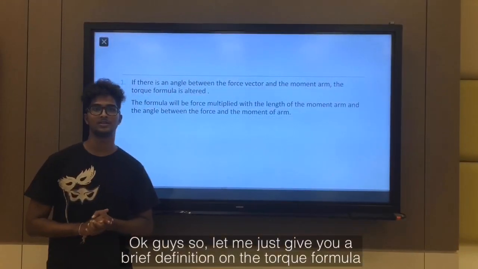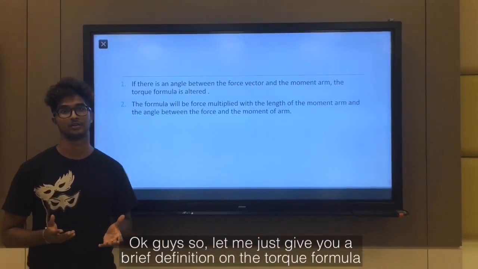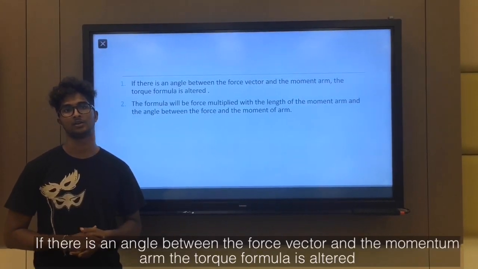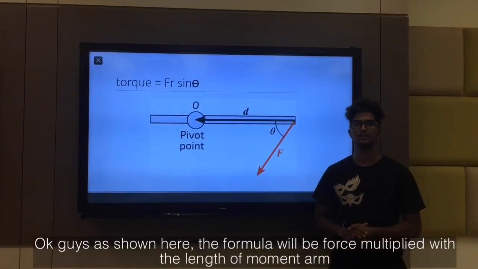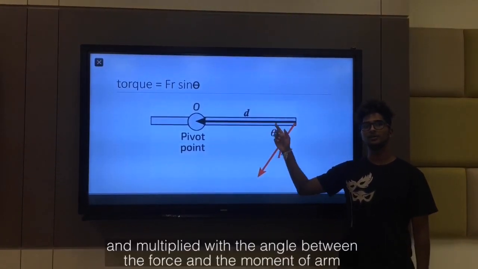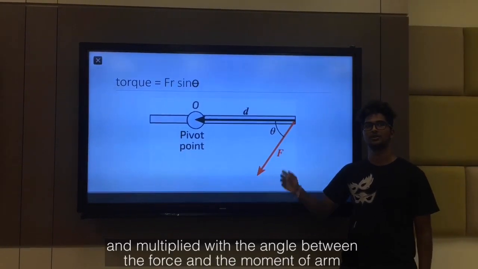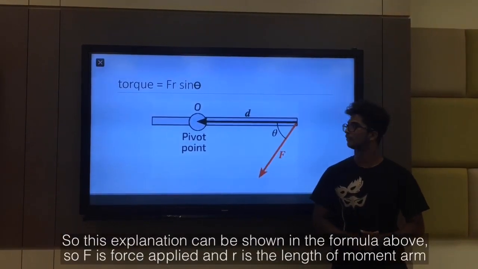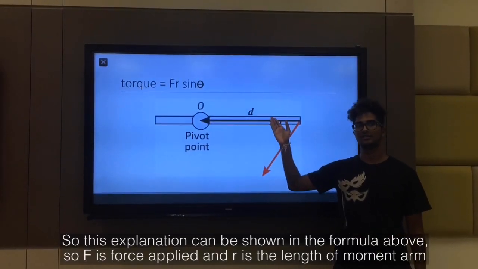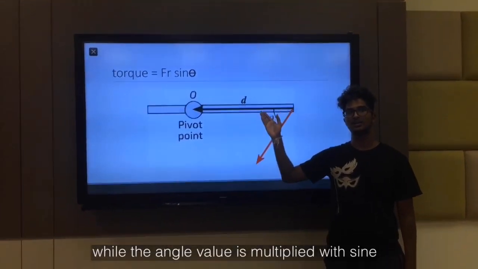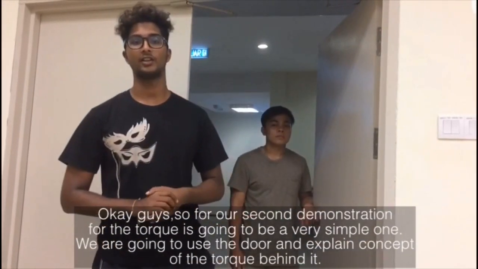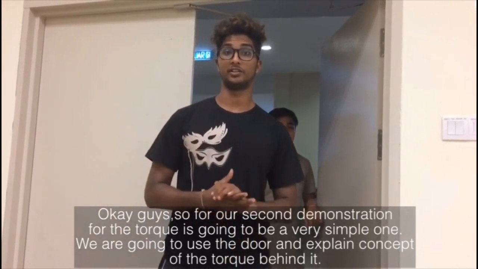Okay guys, so let me just give you all a brief definition of the torque formula. If there is an angle between the force vector and the moment arm, the torque formula is altered. As shown here, the formula will be force multiplied by the length of moment arm and multiplied by the sine of the angle between the force and the moment arm. So F is force applied and R is the length of moment arm, while the angle value is multiplied with sine.